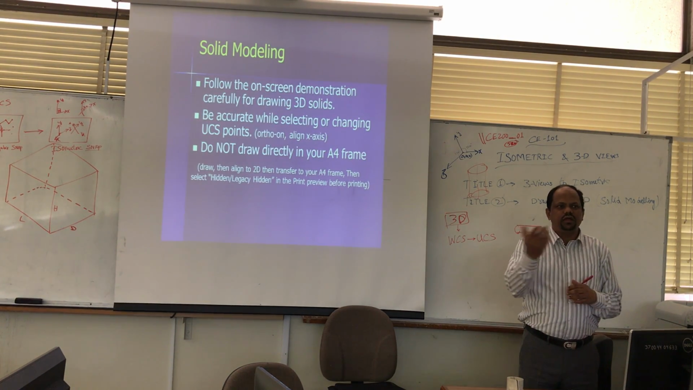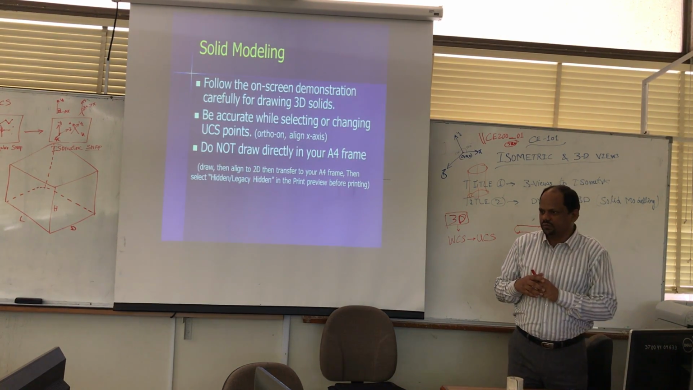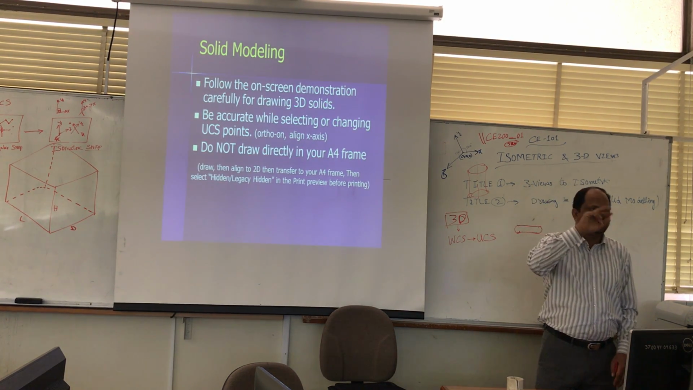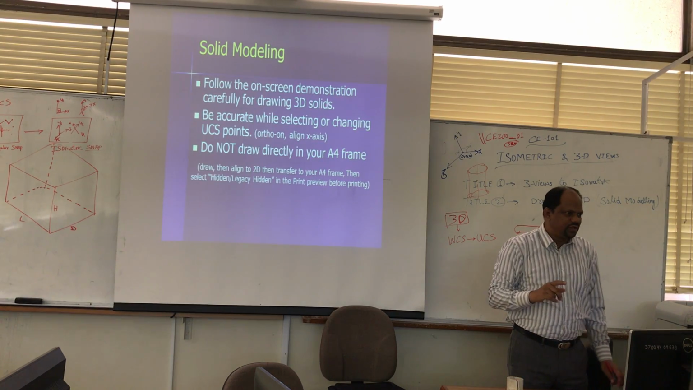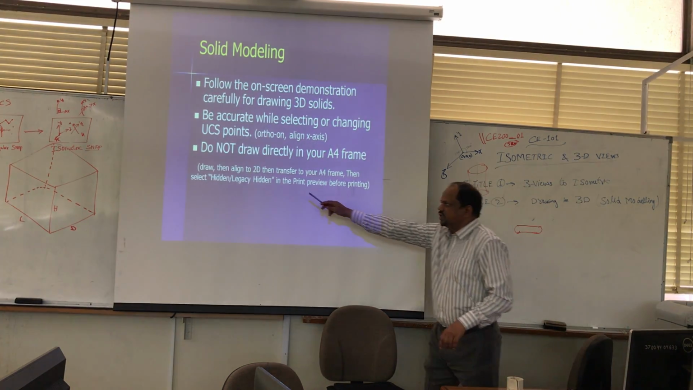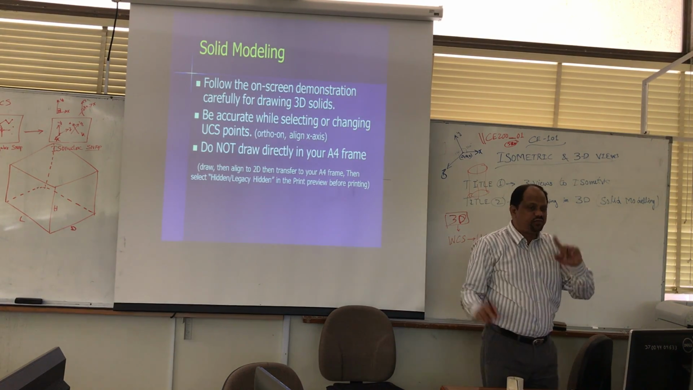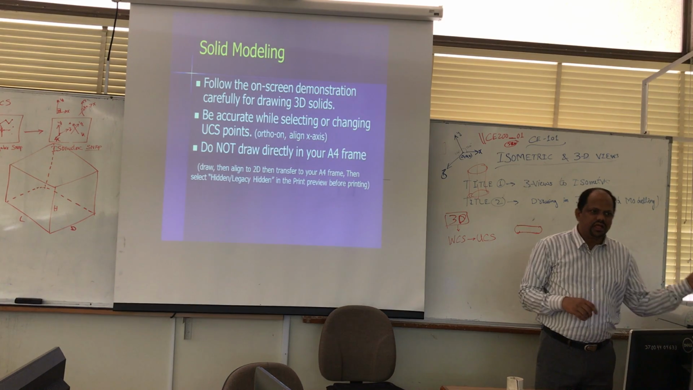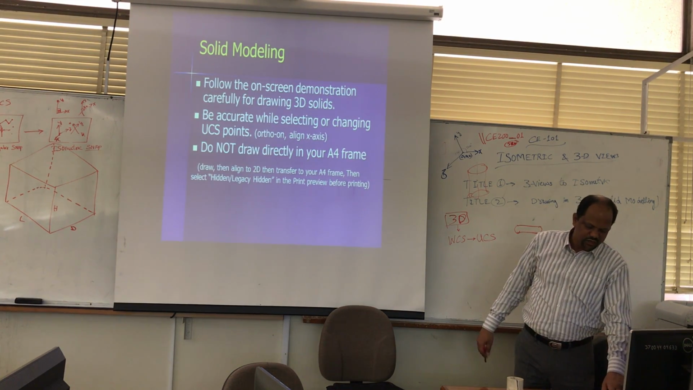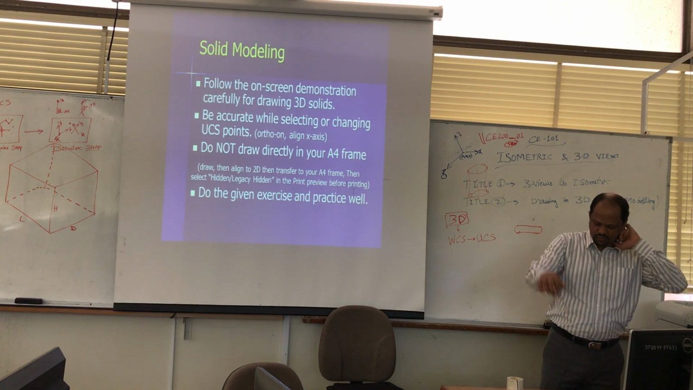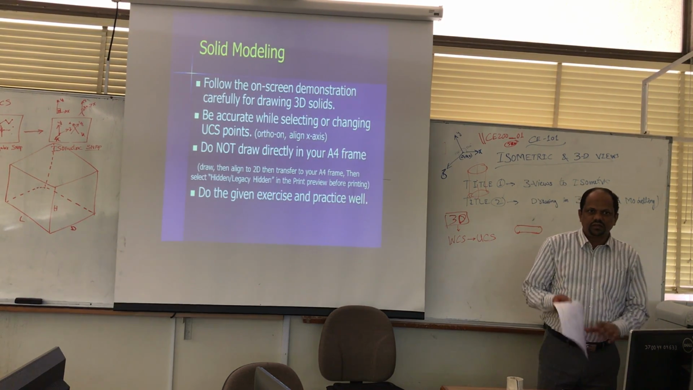Basically, before printing, we go to print preview. What were you doing so far? You select the printer, then you select the limits, then you say center the plot and preview. In that, you have to click something more. What is that? You have to click legacy hidden before printing. If you don't select hidden or legacy hidden correctly, it will not print your object correctly and you may lose the marks. Do the given exercise and practice well.